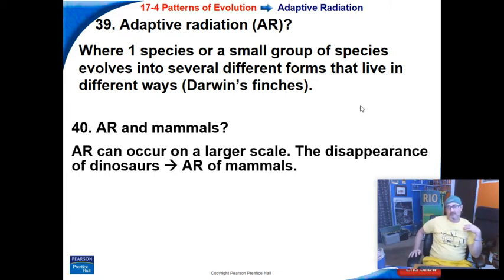Adaptive radiation in mammals? Yeah, absolutely. So when the dinosaurs disappeared as a result of what we think was a large asteroid impact, that allowed for mammals really to evolve and to fit into different environments, because we didn't have these things running around eating us all the time.